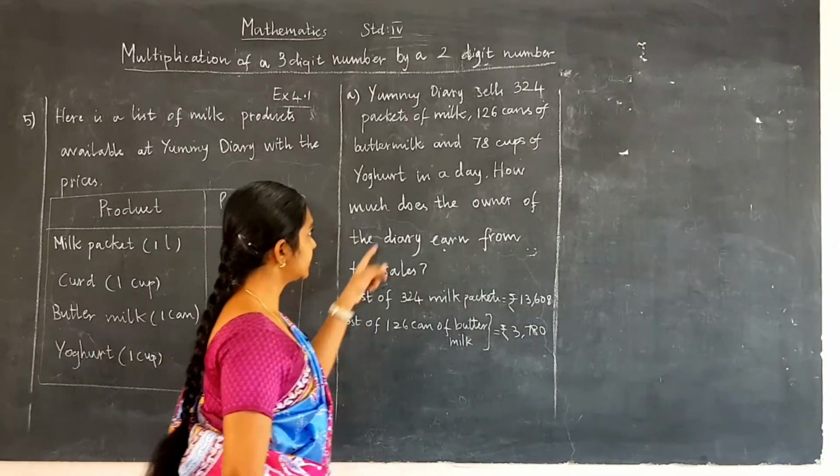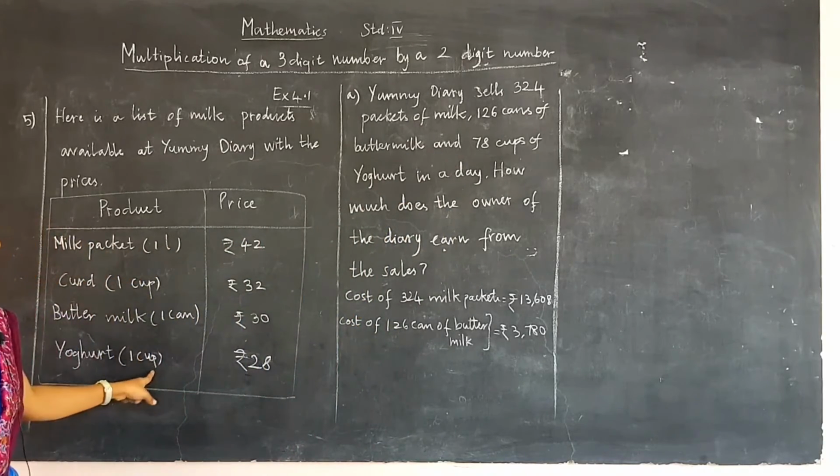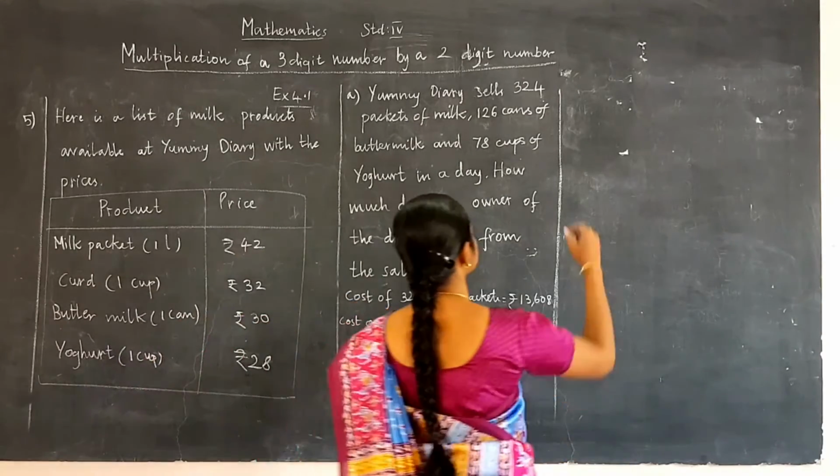Next we are going to find the cost of 78 cups of yogurt. 1 cup of yogurt is rupees 28.